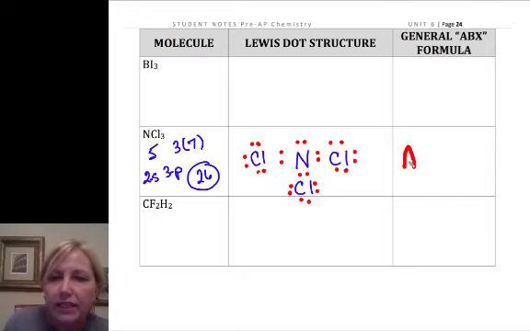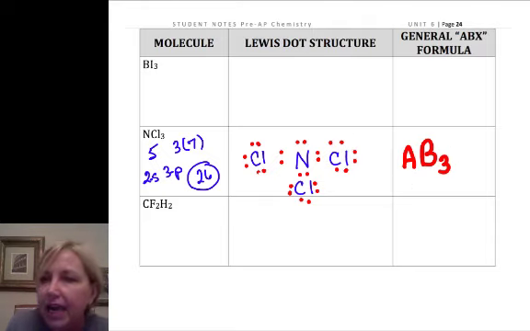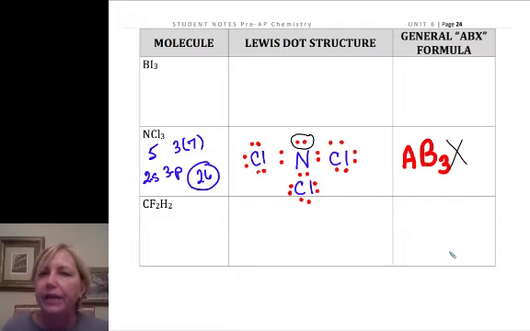Now I've got 1 central, that's the nitrogen. I've got 3 peripherals, that's the 3 chlorines. You know, there could be more atoms, so it could be a peripheral group hanging off as well. Now, I also have 1 non-bonded pair. Remember, we're only counting those on the central atom. So that'd be AB3X, okay?